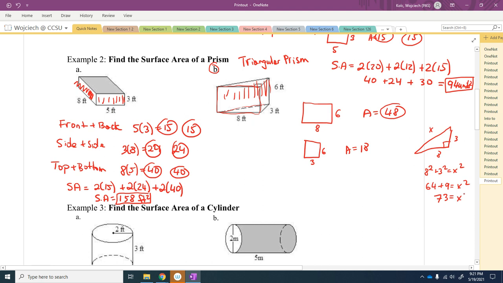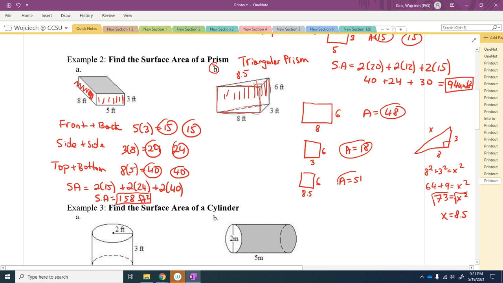73 is equal to x squared. Square root, square root. So if you use your calculator, the square root of 73 is approximately 8.5. Okay, so this wall over here is 8.5. Okay, so you will get 8.5 by 6, and 8.5 times 6 will give you 51. So this area is 51.